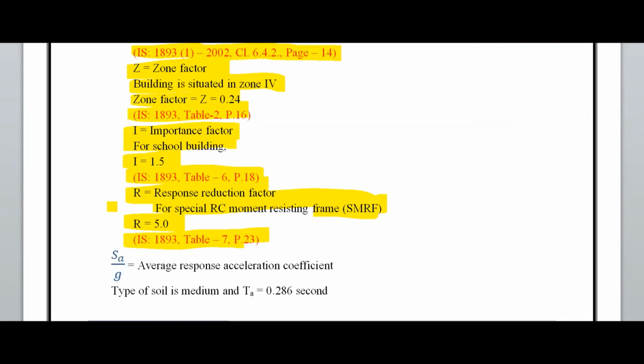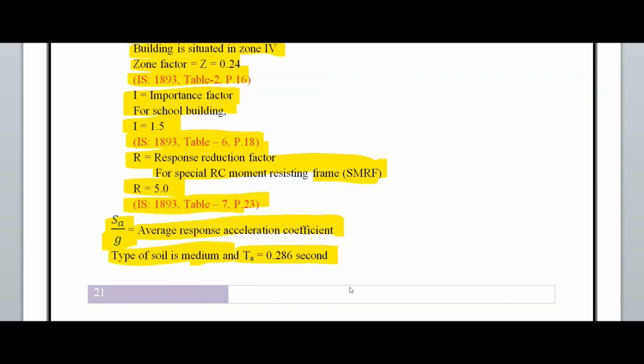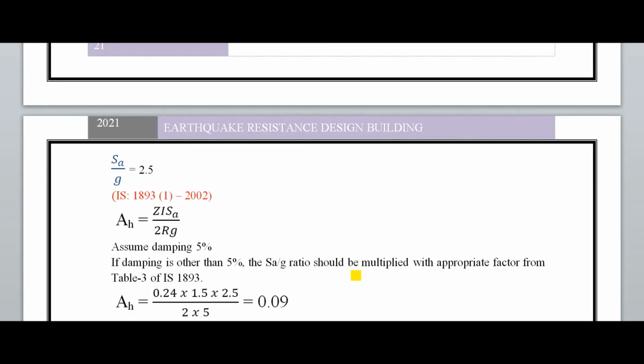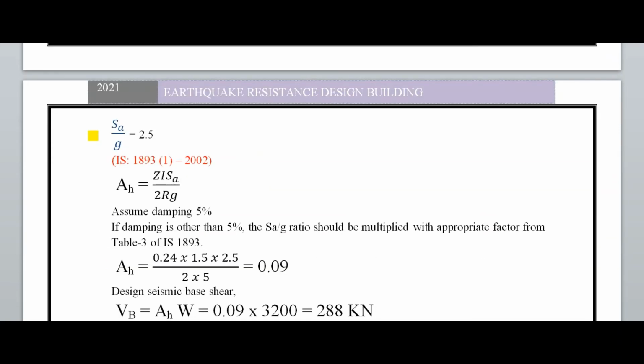Now we are going to calculate Sa/g, the average response acceleration coefficient, using IS 1893. In Sa/g we have medium soil. The time period from our analysis we have calculated is 0.286 second. So we find Sa/g is 2.5. I will explain how we calculate this.